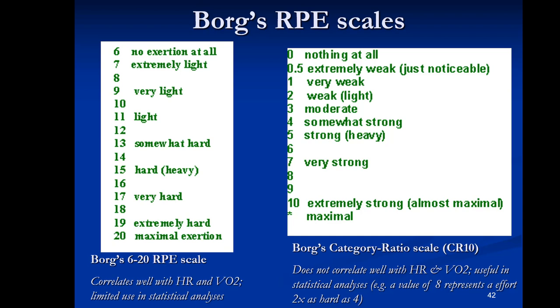So here's the RPE scale I was talking about. This is the one that is used more in research and for exercise testing. It's a 6 to 20 scale, 6 no exertion, 20 maximal exertion, where the participant will rate how they're feeling at each stage.